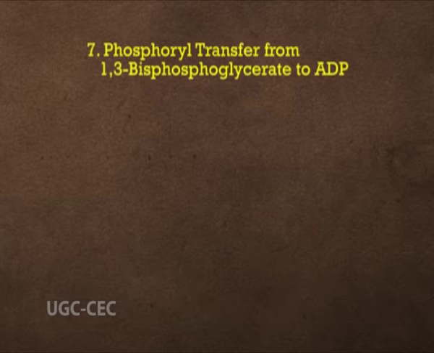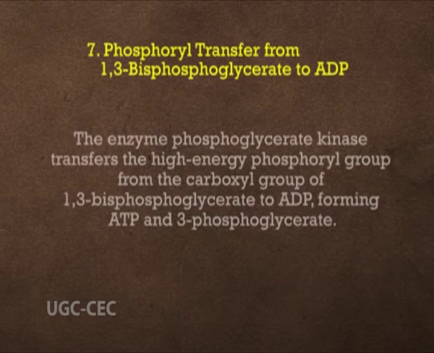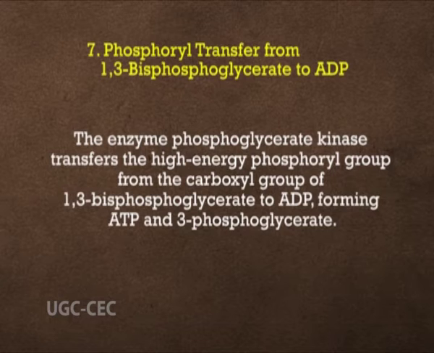Much of the free energy of oxidation of the aldehyde group of glyceraldehyde 3-phosphate is conserved by formation of the acyl phosphate group at C1 of 1,3-bisphosphoglycerate. Let's look at the 7th step, which is phosphoryl transfer from 1,3-bisphosphoglycerate to ADP. The enzyme phosphoglycerate kinase transfers the high-energy phosphoryl group from the carboxyl group of 1,3-bisphosphoglycerate to ADP, forming ATP and 3-phosphoglycerate.